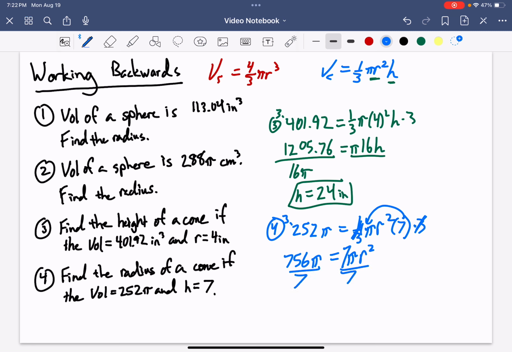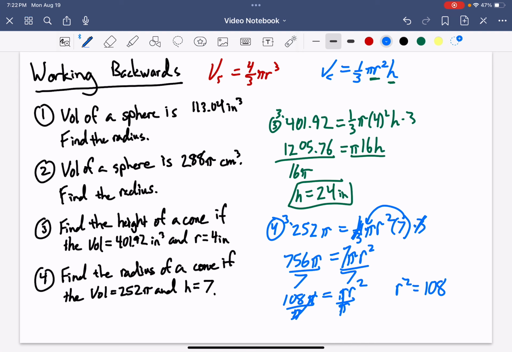So I now have 108 pi is equal to pi r squared. And so divide both sides by pi, that goes away, that goes away. And so now, last thing I need to do is take the square root of 108. So r squared is equal to 108.